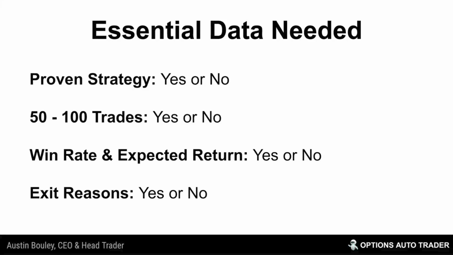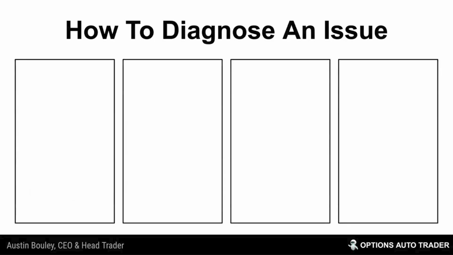So when we're talking about improving a bot's performance, we need to make sure we first have these 4 or almost 5 basically essential data points. Is it a proven strategy? Do we have more than 50 trades? Does it have a win rate and expected return? And do we have all the exit reasons? If we do, we are good to go. Now, how do we diagnose this step by step while we have all this data?